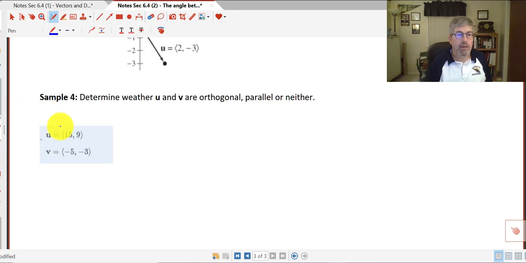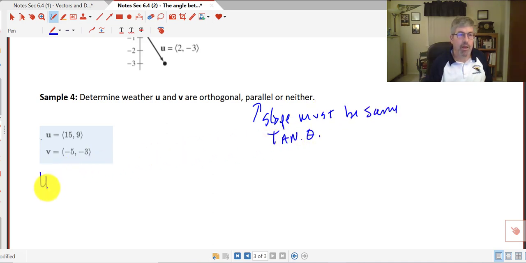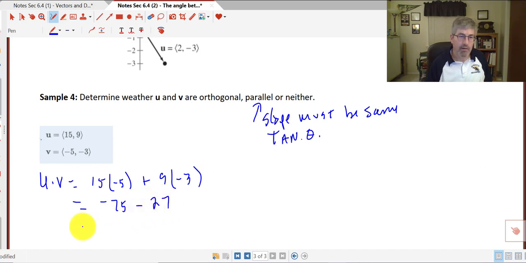So now we've got a couple more. Determine whether u and v are orthogonal, parallel, or neither. For parallel, we'd need to find the slope, which must be the same. We can just multiply u times v and see if it equals 0. U times v is 15 times -5 plus 9 times -3. We can probably see already that -75 minus 27 does not equal 0. So these are not orthogonal.